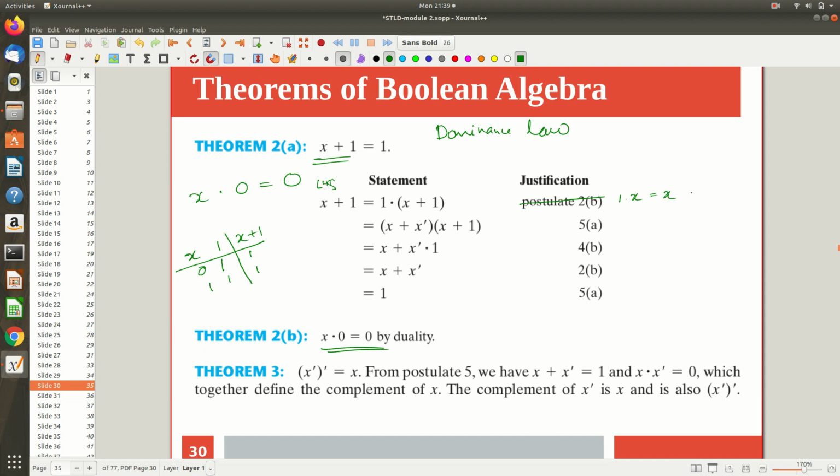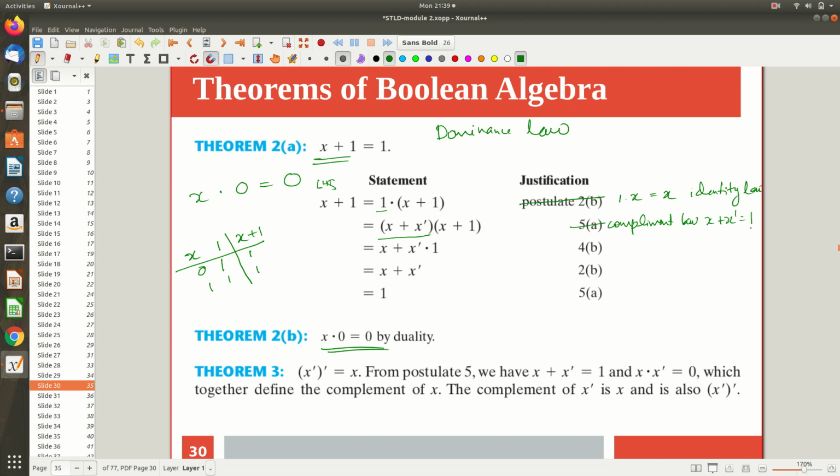So that is the identity law. This 1 is acting as the identity element, right? As per this identity law, I can simply multiply any expression with 1, no problem, or add 0 to any expression. Both are fine, right? So here I am multiplying with 1, and this 1 I am replacing with x plus x dash. That is also the complement law, right? The complement law says x plus x dash is equal to 1.